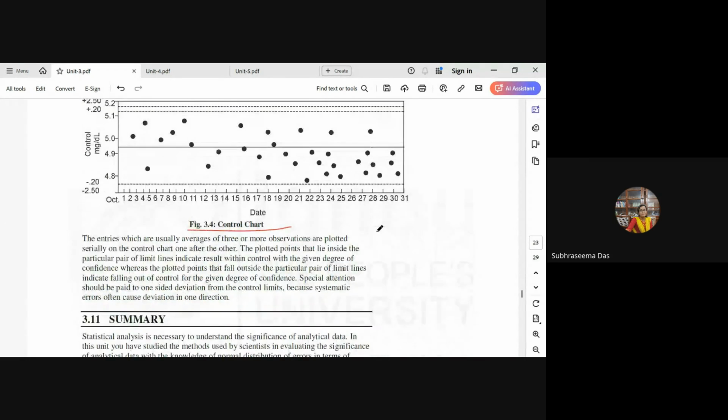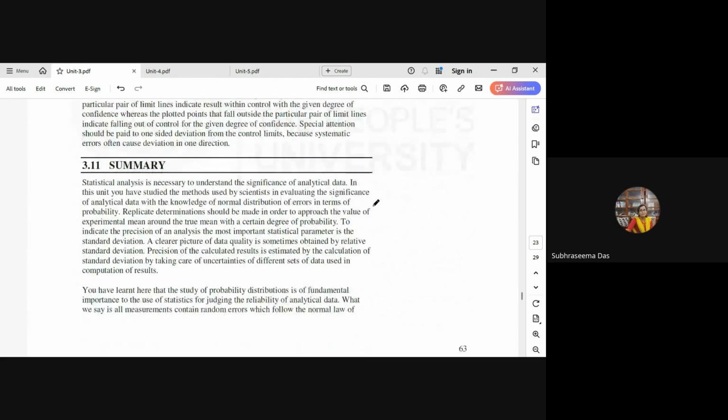So the entries in a control chart are important. If we look at the plotted points, those that lie inside the particular limits are up to a certain confidence. But the points which go beyond these lines are not needed and this data can be rejected. So that is called a control chart.